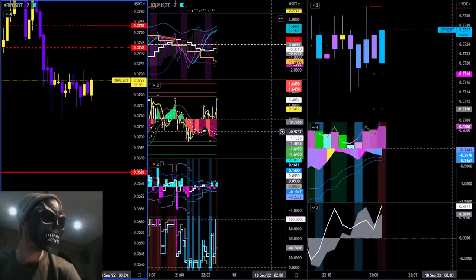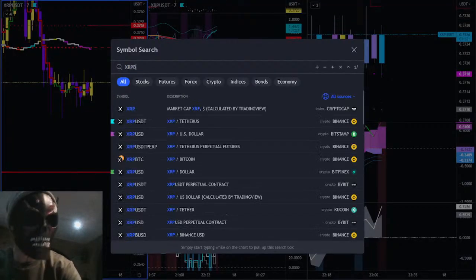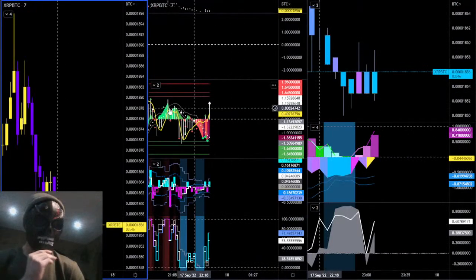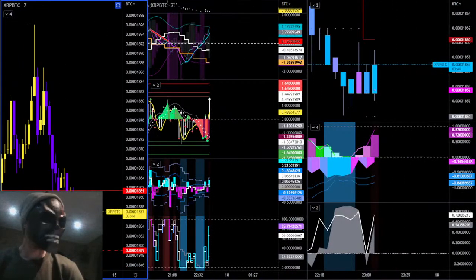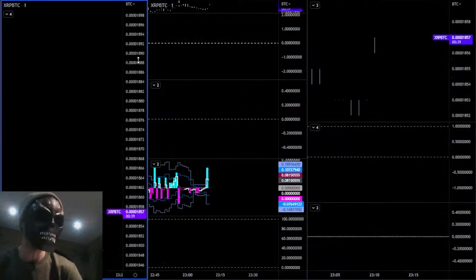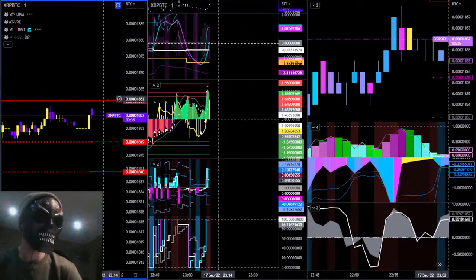Cool. BTC expansion on the 7 minute. Then we go through up XRP BTC. Okay, not too bad, not too bad. Expansion on the 15, on the 7 minute. Let's dial it in from the 1. Put on our reverse wave trend. That should load. Come on, baby.